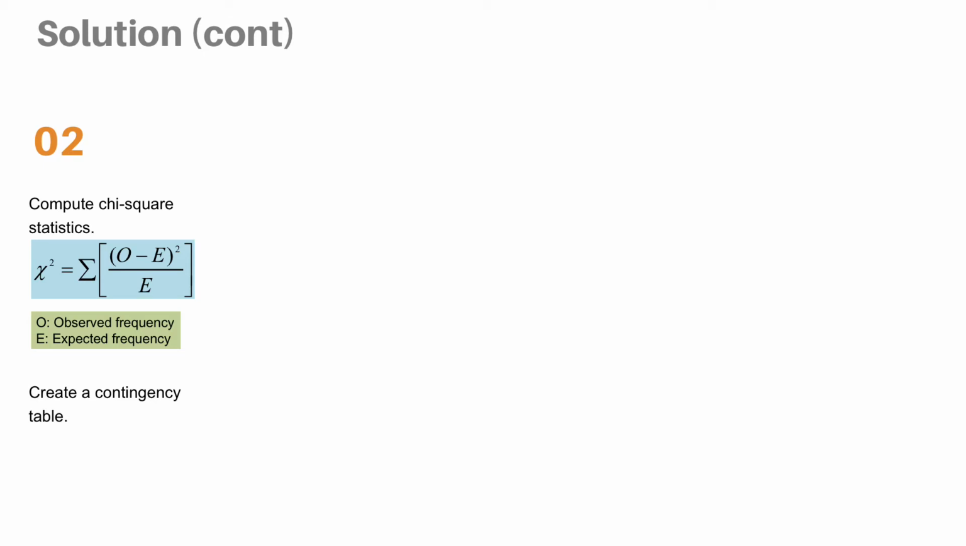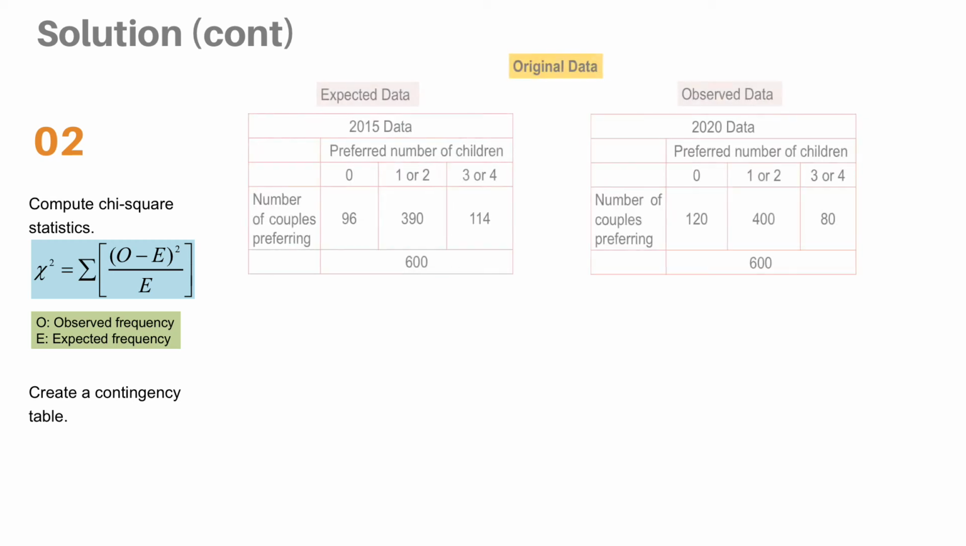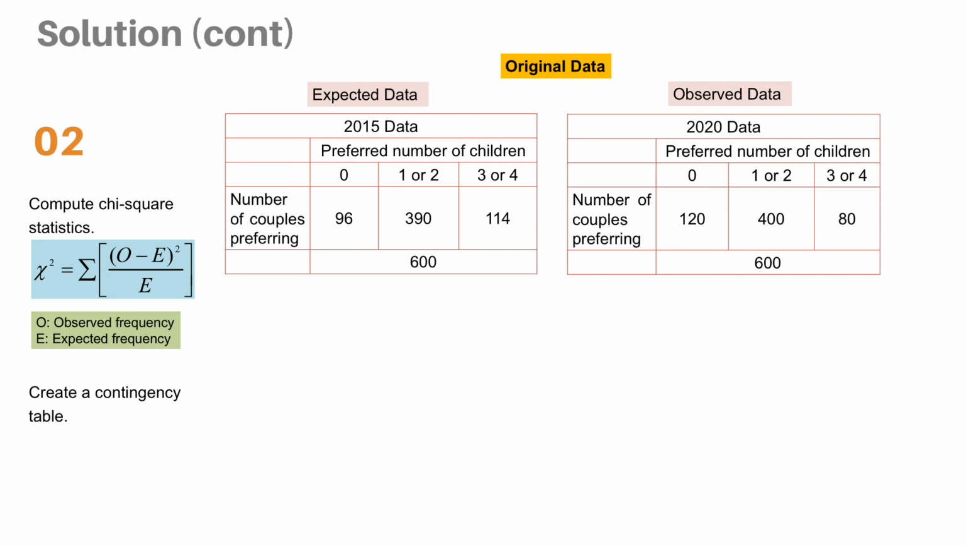In the second step, we have to compute the chi-square statistics. This is the formula of chi-square, and in order to find the chi-square value, we have to create a contingency table. This is the original data given in the equation, and here we have labeled the 2015 data as the expected data and 2020 data as the observed data.